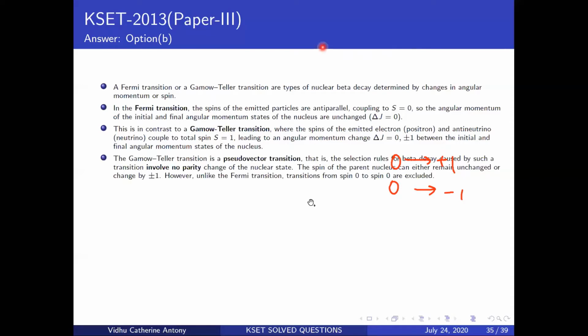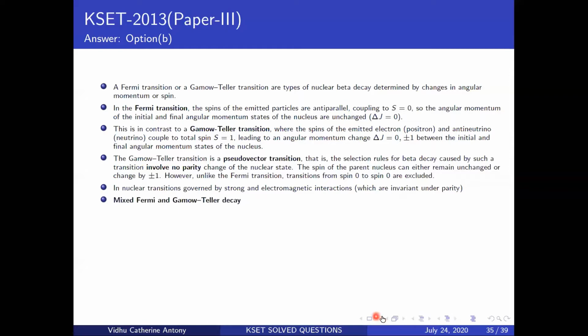Now let's look at this. The Gamow-Teller transition is a pseudo-vector transition. That's what I told you. They're trying to trick you by putting in terms like pseudo-scalar. That is, the selection rules for the beta decay caused by such transitions involve no parity. There's no parity here, so it's called a pseudo-vector transition. In the other case, you have parity coming into the picture. So that's that. Let's move on to mixed Fermi and Gamow-Teller decay.